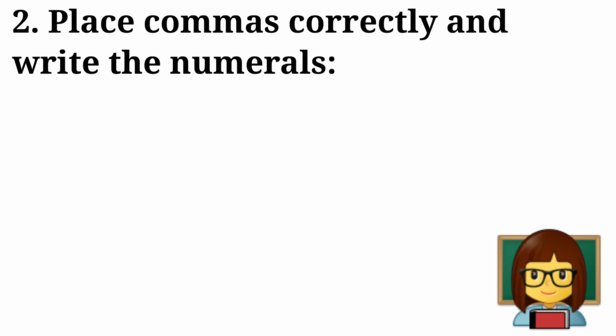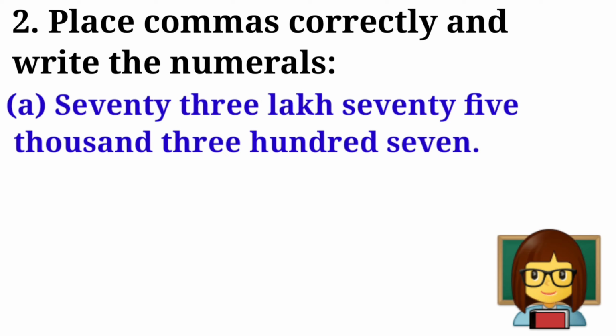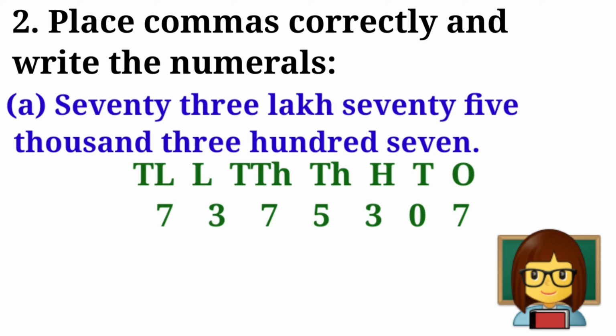Now students, we are on question number 2. It is place commas correctly and write the numeral. So the question is 73,75,307. Now in this, the first step is you will make the place value table and place the numbers. This you have done in class 5th. So you have to place the numbers accordingly.